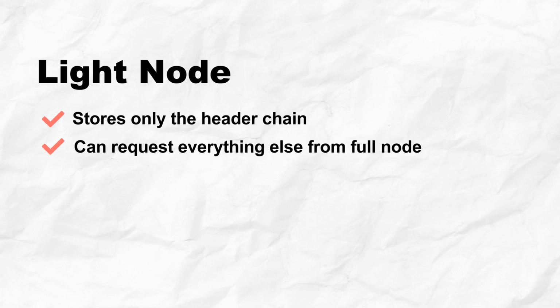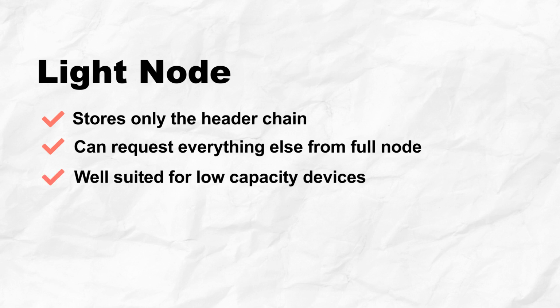Up next, it's the light node, which stores only the header chain and can request everything else, and can verify the validity of the data against the states in the block headers. It is well suited for low-capacity devices with low memory.